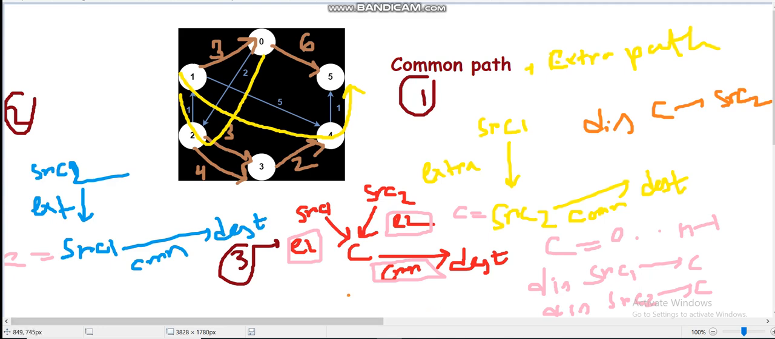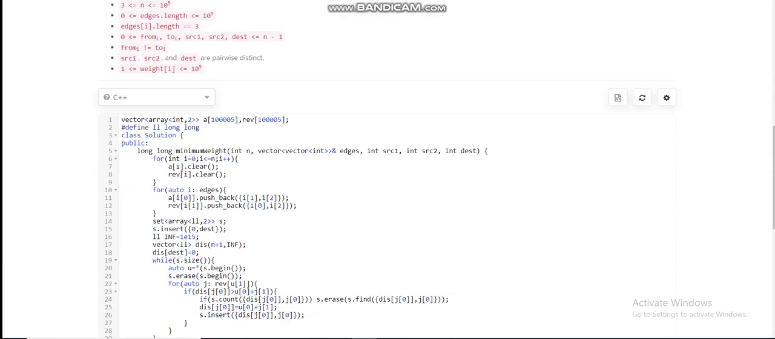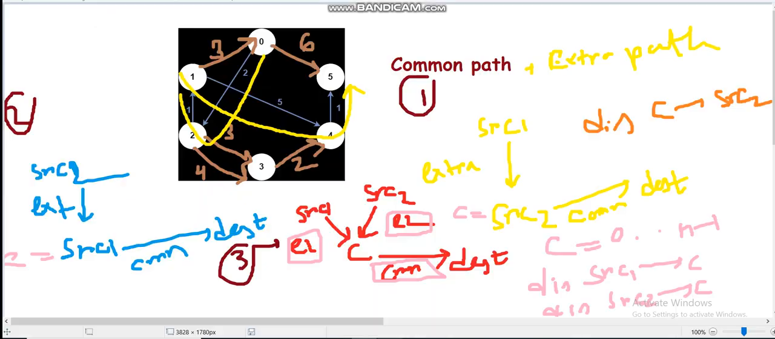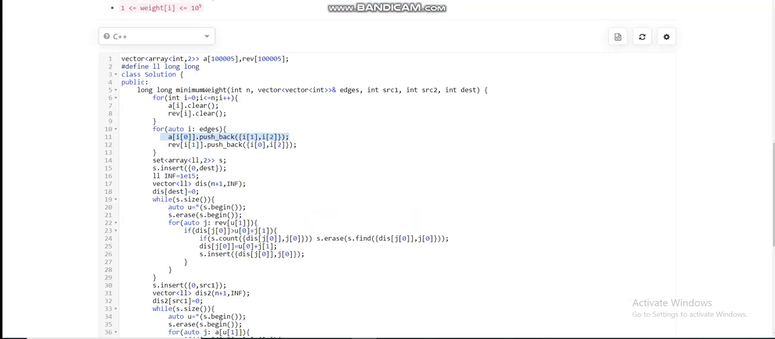So let us check our code. I think you will easily understand my code. Here you can see that I have constructed a forward graph and a backward graph. I construct the forward graph this way and the backward graph this way. Why I am doing that is that first we will figure out the minimum distance from the destination to all other vertices, which will be stored here in my code.